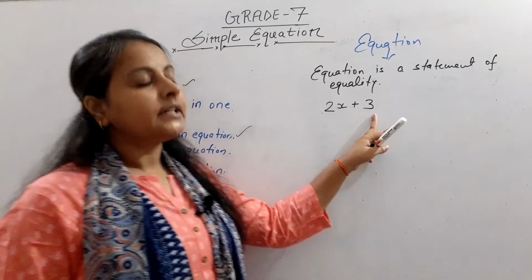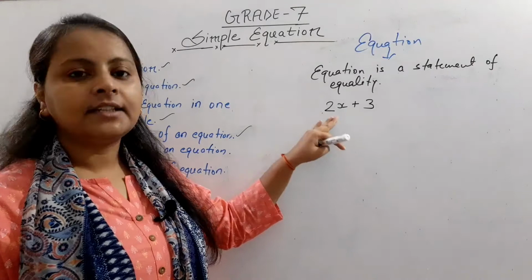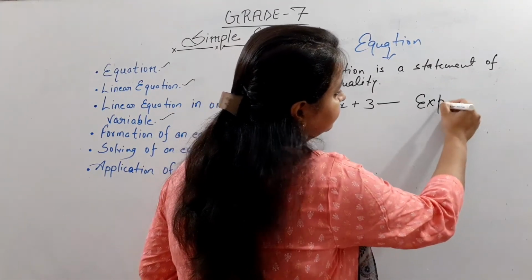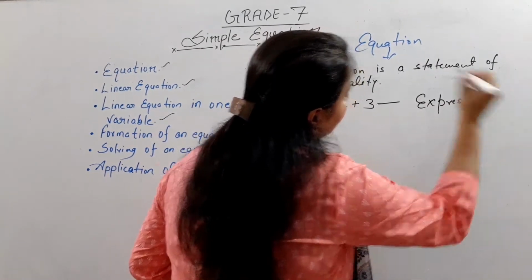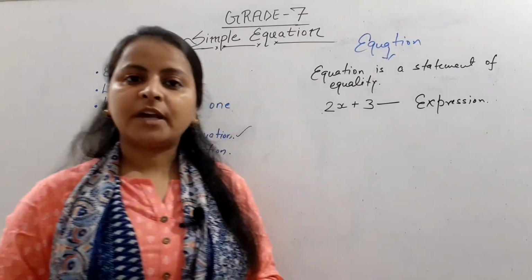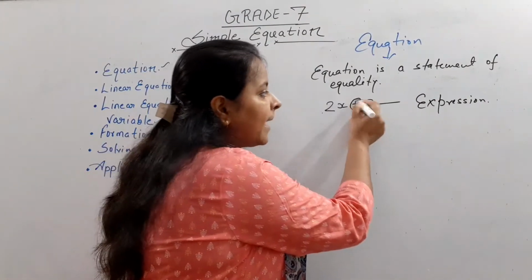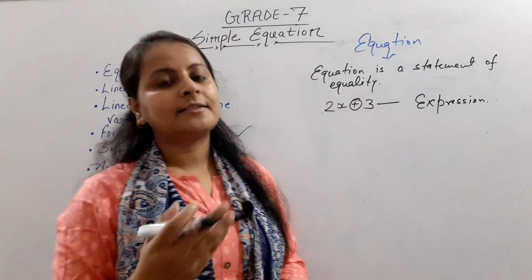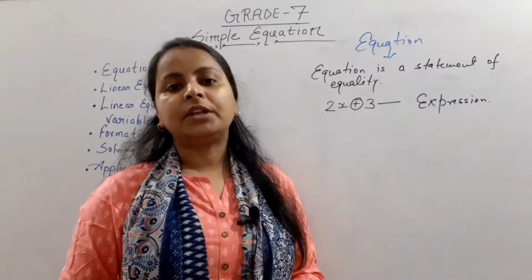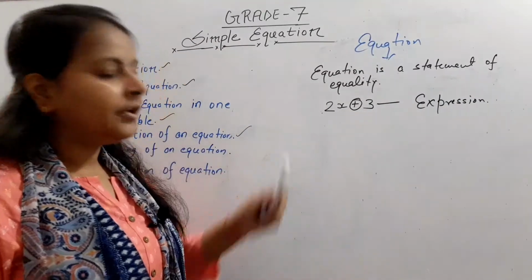This is a mathematical statement, and when we write this statement as 2x plus 3, it becomes an expression. Now, in your previous class, you learned about what is expression. Expression is a combination of constants and variables connected with mathematical operators, that is plus, minus, multiplication and division.